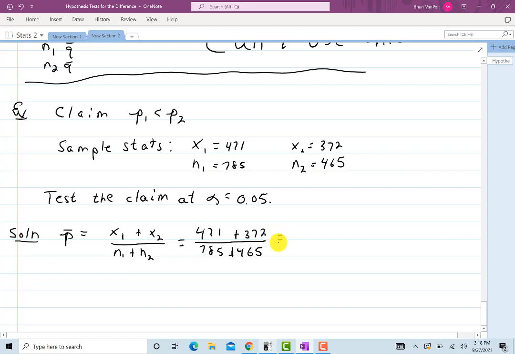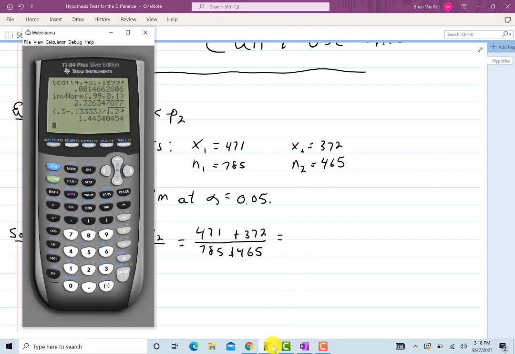And let's see, I'll put parentheses around the numerator and denominator so that I can calculate these things. So there's my numerator, finish off the parenthesis and then divide, and then I'll have 785 plus 465. And then I can finish this off. Enter. I get 0.6744, and that is actually exact.